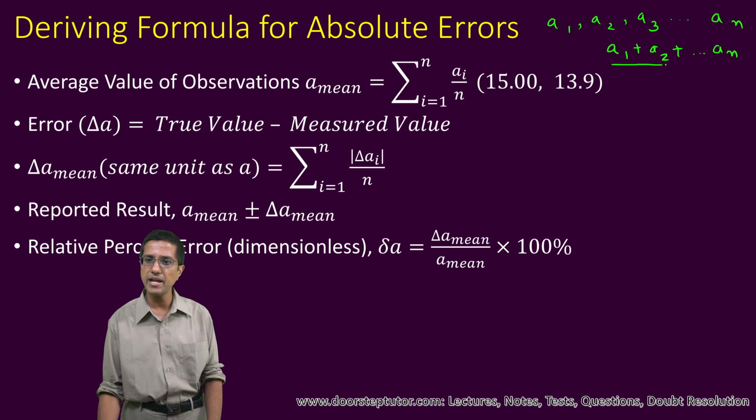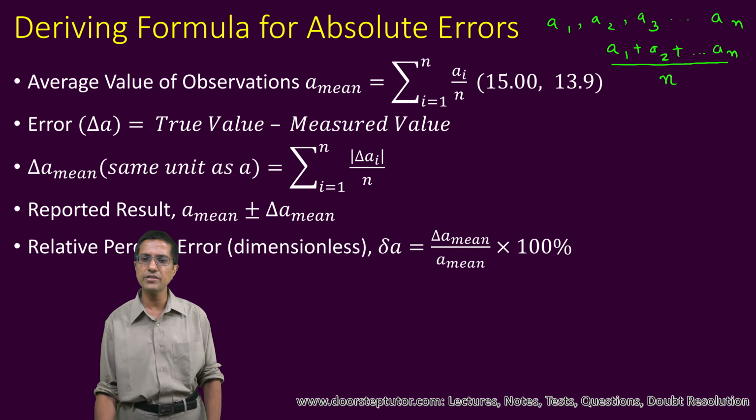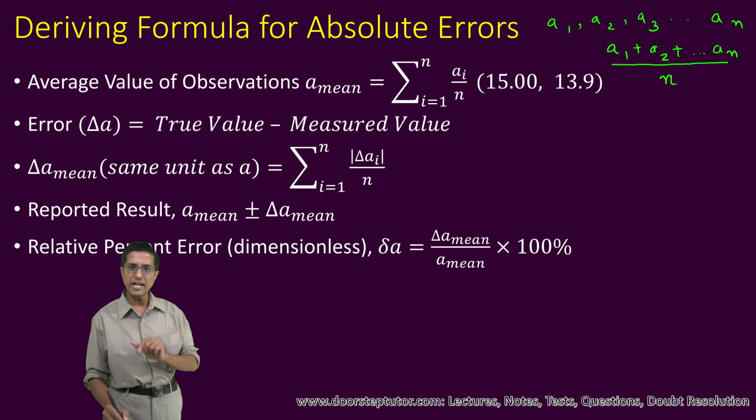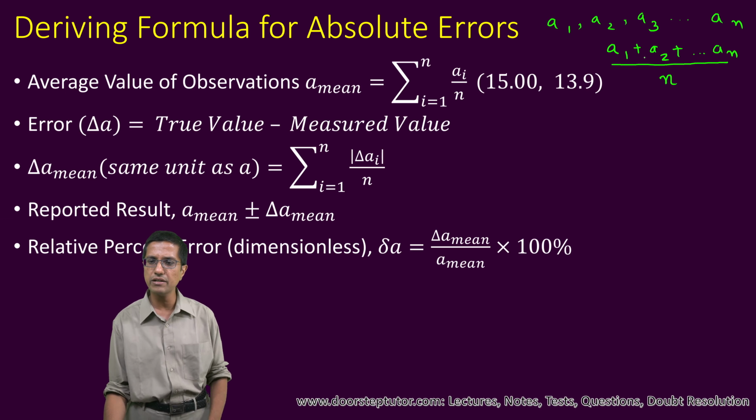AN divided by N. So that is the simple formula for the average. Nothing very special here. This is just the simple formula for the average. And we write it concisely. Instead of writing it like this, we just write it concisely in this form.